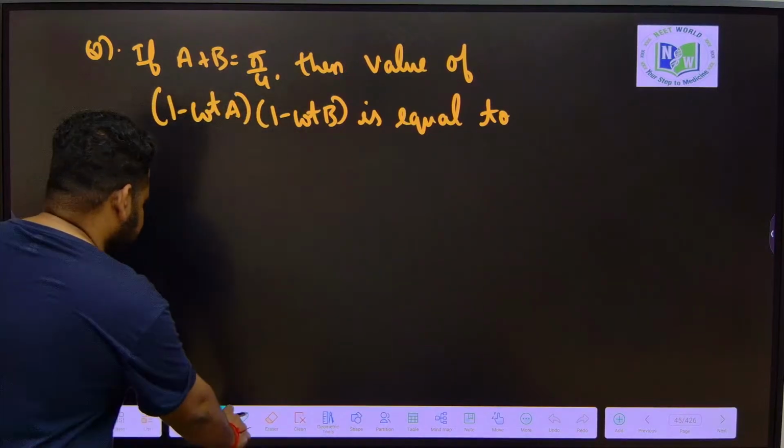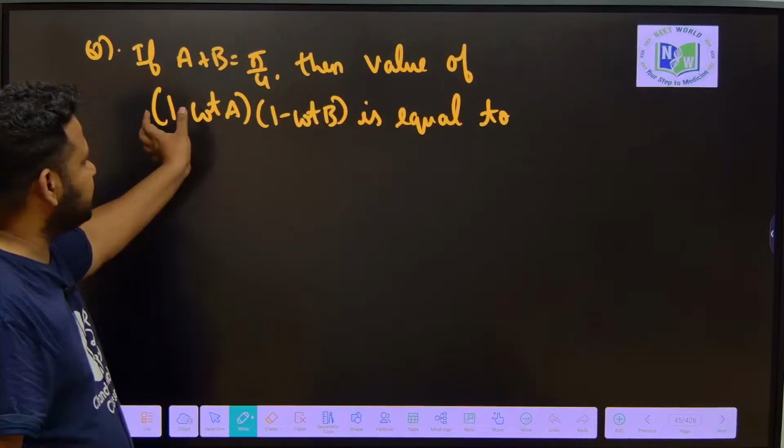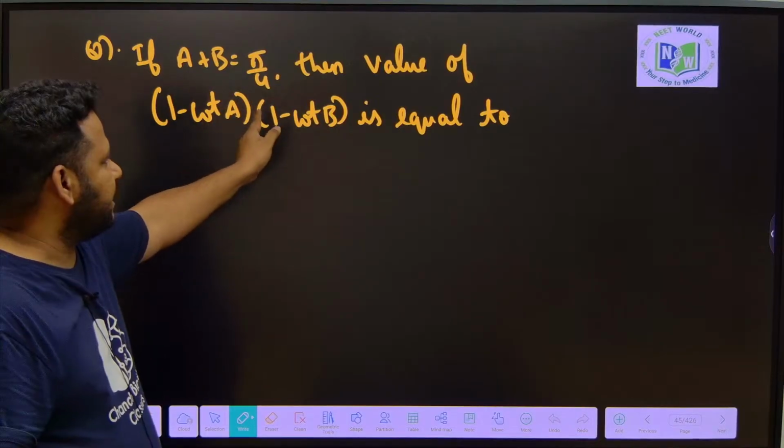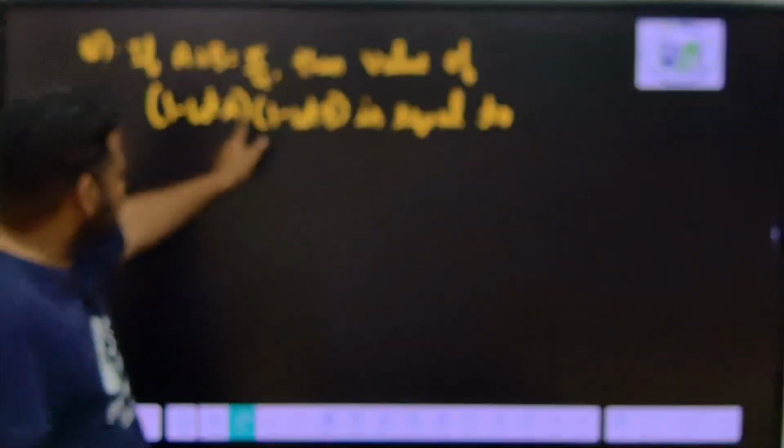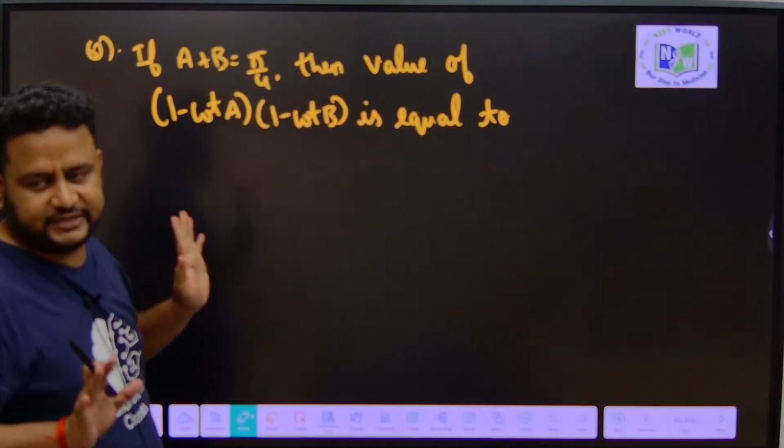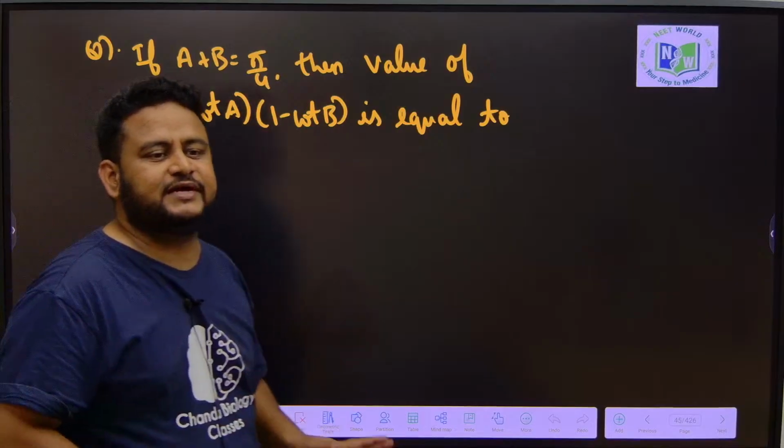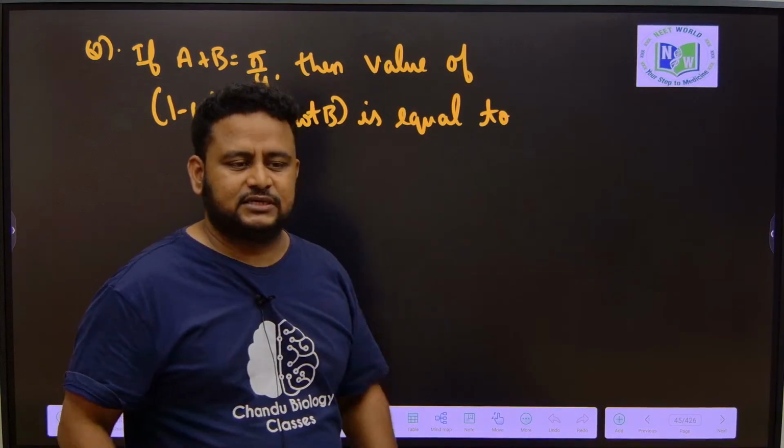Now understand this. Have a look at this question first, all of you. If a plus b is equal to pi by 4, then the value of 1 minus cot a, into 1 minus cot b is equal to what they are asking. This is a numerical answer type question, that is a NAT question.